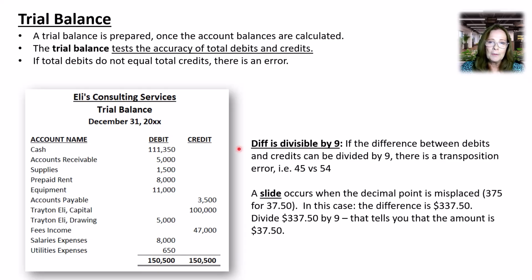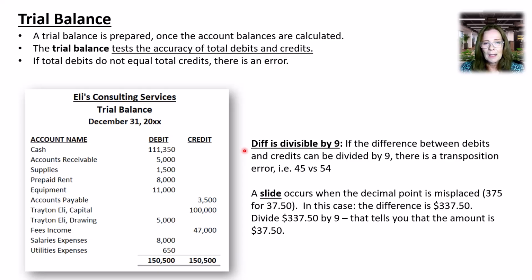Now, if the difference between debits and credits can be divided by 9, there is a transposition error. Like, for instance, you wrote 45 instead of 54, or you entered 3,500 instead of 5,300. The difference between 5,300 and 3,500 is 1,800, which is divisible by 9, and that would therefore be a transposition error.